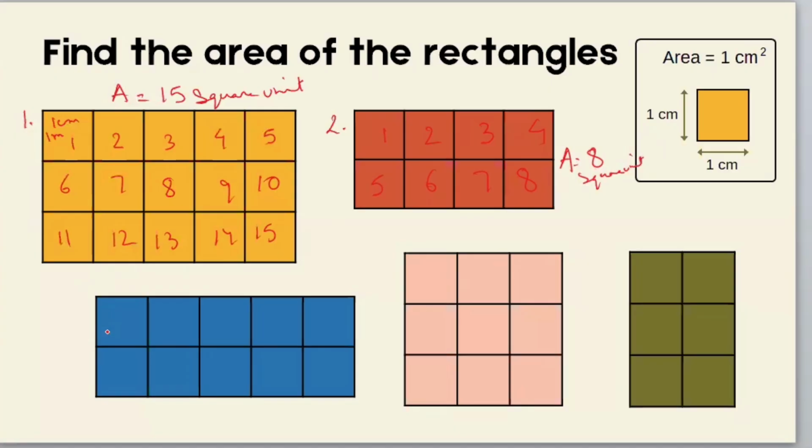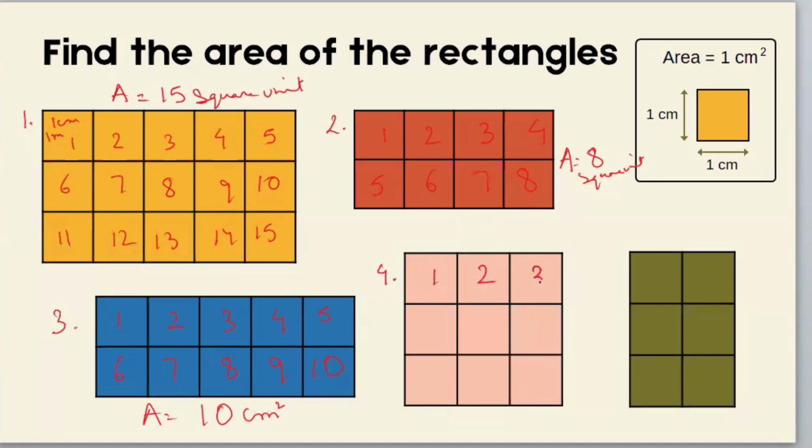Okay. Now for number 3, 1, 2, 3, 4, 5, 6, 7, 8, 9, 10. The area for this will be 10 square units. And here it says 1 square is equal to 1 centimeter, so it will be 10 centimeters squared. Or if you don't know what the units are, centimeter or meter, you just write 10 square units. Now let's check number 4.